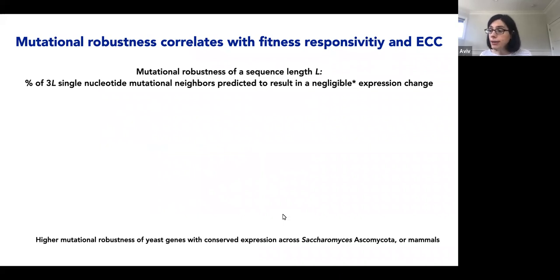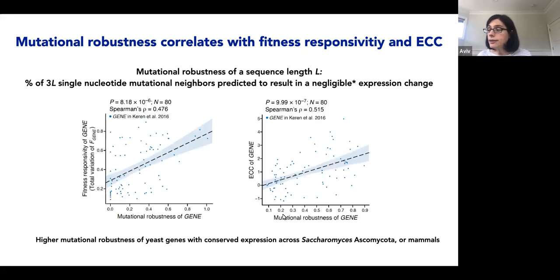Now we wanted to complement this with how future mutations may affect the gene's expression. So we looked at its mutational robustness. We defined mutational robustness for a sequence of length L as the percent of the 3L single nucleotide mutational neighbors that are predicted by our model to have a negligible expression change. And the mutational robustness was correlated with both fitness responsiveness and with the ECC of the 80 genes tested by the Segal lab. And in addition, genes with conserved expression across Saccharomyces, Ascomycota, or mammals had higher mutational robustness.